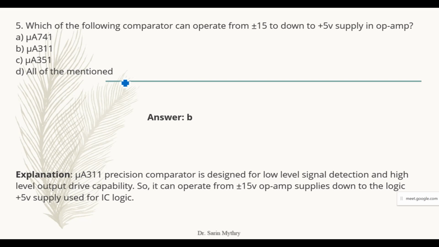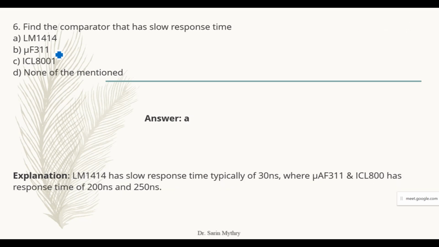So it can operate from a plus 15 volts op amp supply down to logic plus 5 volts, used for integrated circuit logic. So option B is the correct one here. Option B: the 311 comparator can work at plus or minus 15 volts, which is the op amp operating supply, and it can come down to plus 5 volts.